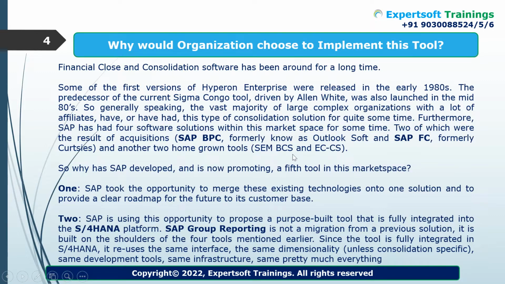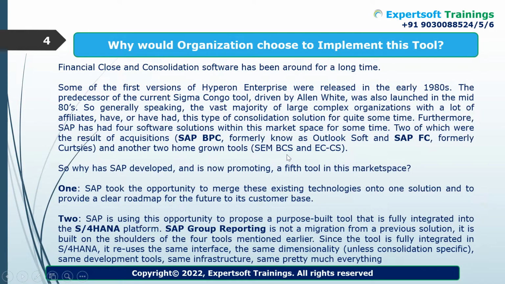The second is BCS, SEM-BCS, Strategic Enterprise Management BCS. This is based on the BW platform. So this is number two of the SAP consolidation tools, and it is based only on the BW platform, whereas ECCS is based on the ECC platform. These were the two consolidation tools.